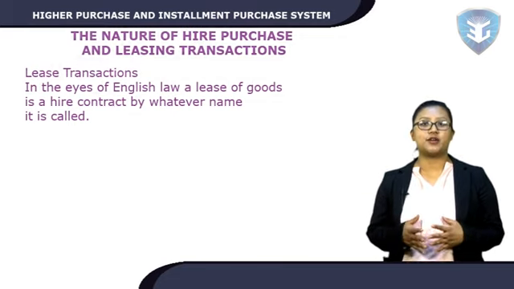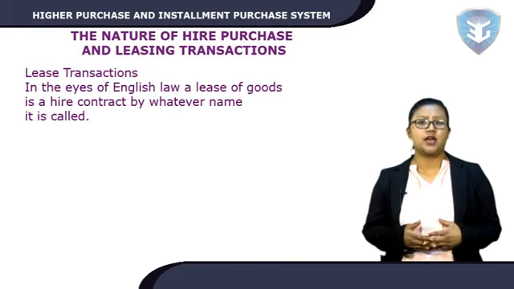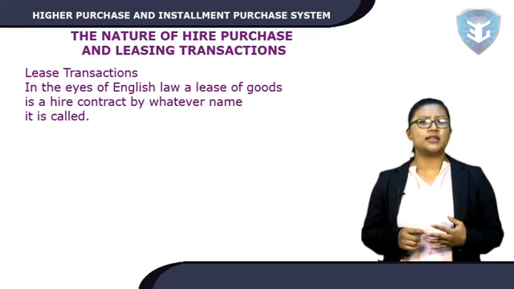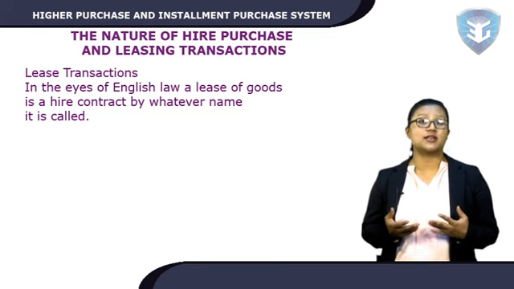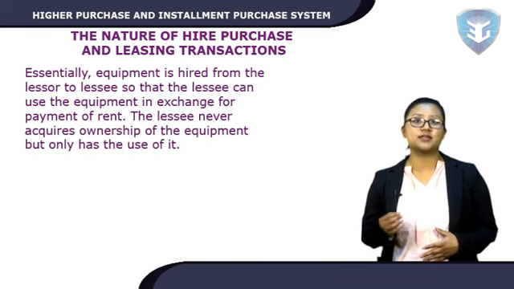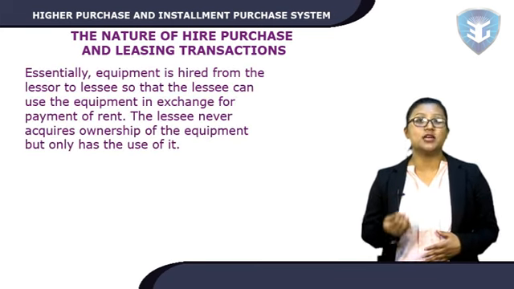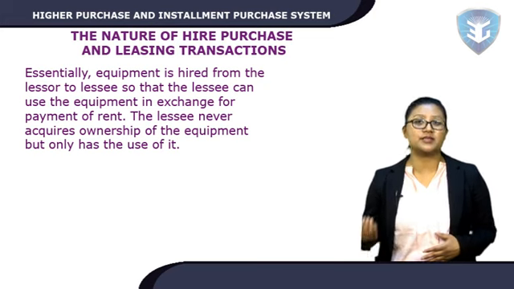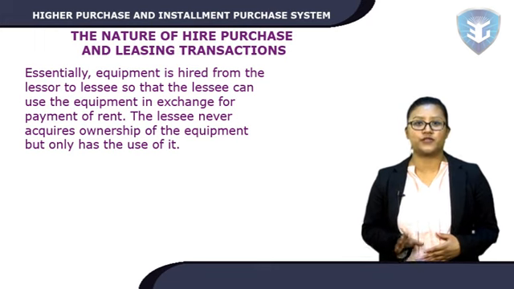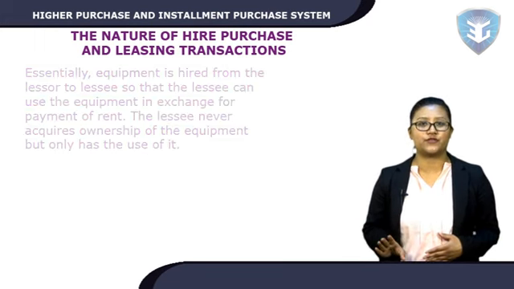The nature of hire purchase and leasing transactions. In the eyes of English law, a lease of goods is a hire contract by whatever name it is called. Essentially, equipment is hired from the lessor to the lessee so that the lessee can use the equipment in exchange for payment of rent. The lessee never acquires ownership of the equipment but only has the use of it.